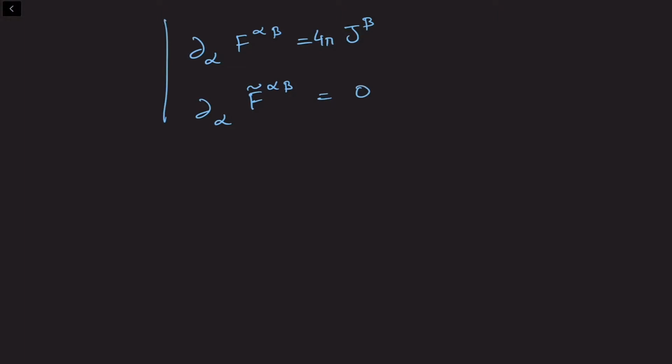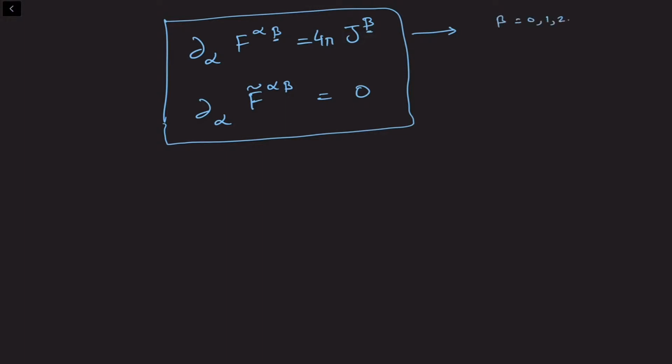So you get very elegant expressions for Maxwell's equations, and if we count how many equations we have, this equation has the free index beta. Okay, so beta can take values 0, 1, 2, 3. So this is actually 4 equations. And similarly, this equation has one free index beta, which is also 4 equations. So we get 8 equations.